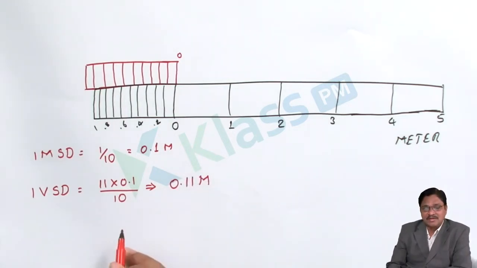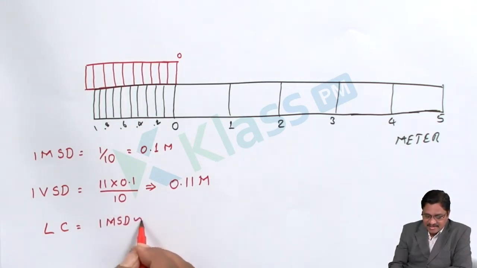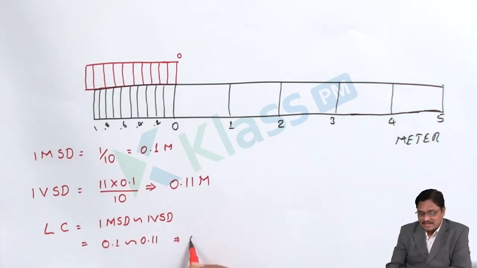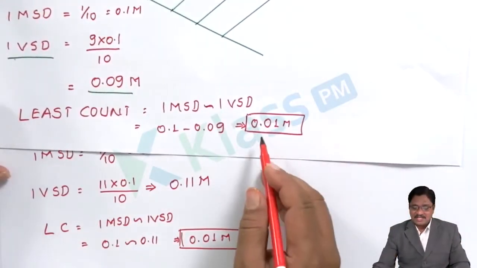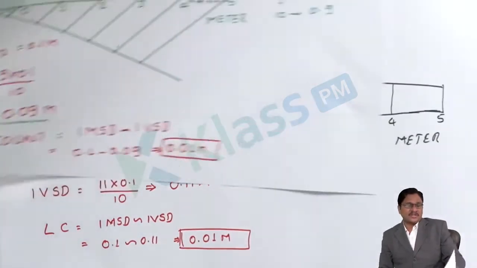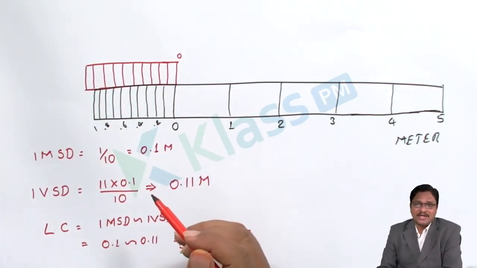0.11 meters. Now you have to find the least count. How will you find it? As I explained, it is the difference of 1 MSD and 1 VSD. So the difference of 0.1 and 0.11 is again 0.01 meters. Is there any change from the previous case to this case? The least count I am getting is 0.01 meters, and in this case also 0.01 meter. So there is no change in the precision value, only the methodology is different in this case.